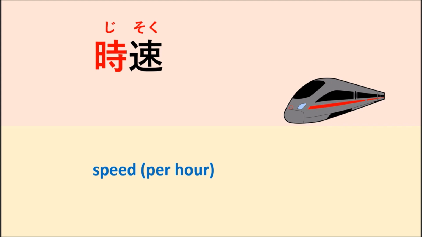For example, you want to ask what the speed of the Shinkansen is. Shinkansen no jisoku wa ikura desu ka? Which means what is the speed of the Shinkansen? Shinkansen no jisoku wa 300km 毎時間. This means the speed of the Shinkansen is 300 km per hour.